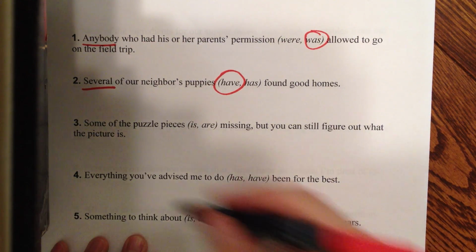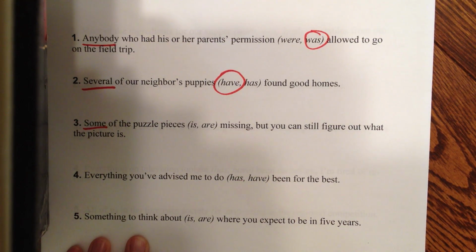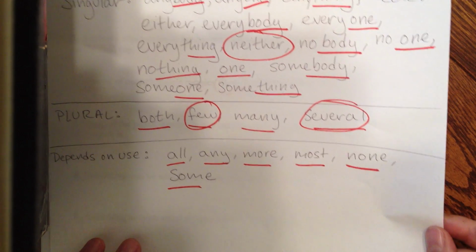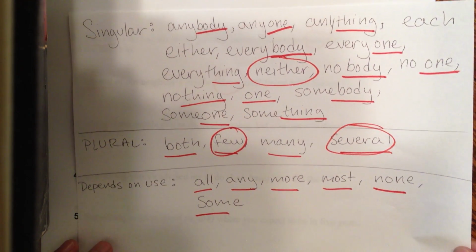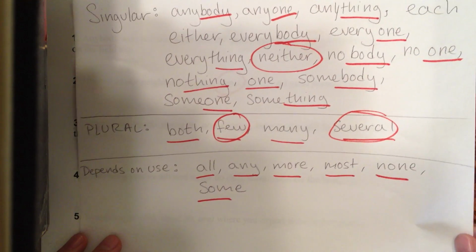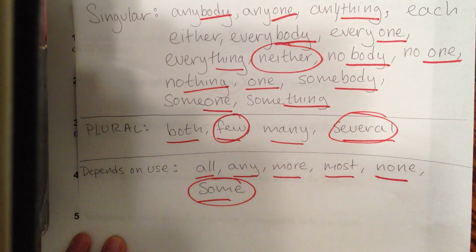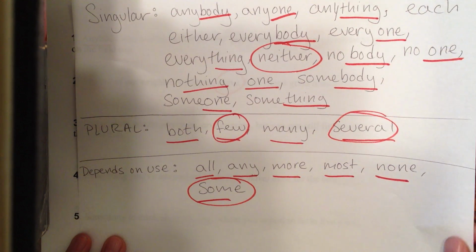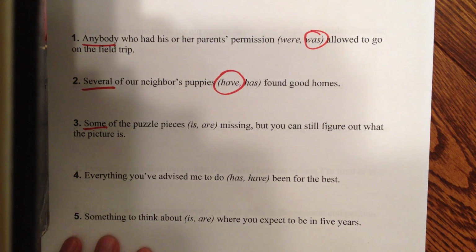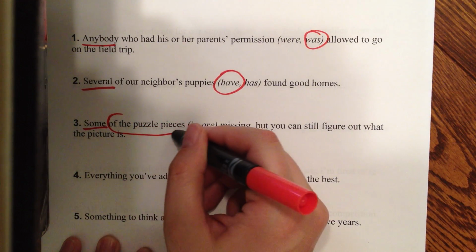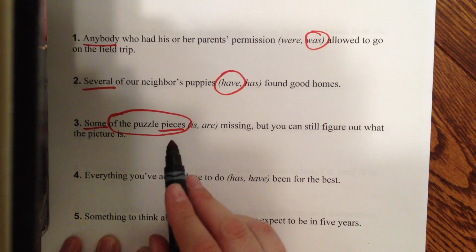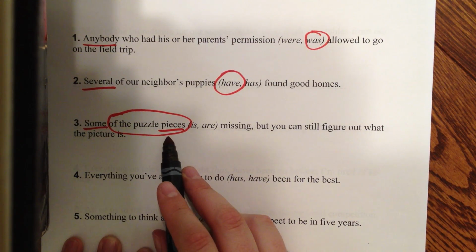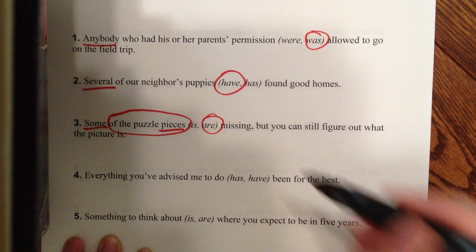Now number 3. The word is some. Some is the subject here. And let's look at this. What's interesting is somebody and something and someone are all singular. But some itself, just the word some, depends on use. This means I have to look at the prepositional phrase that follows. Some of what? Some of the puzzle pieces. Puzzle pieces, that's plural. This means a verb without S. Some of the puzzle pieces are missing.